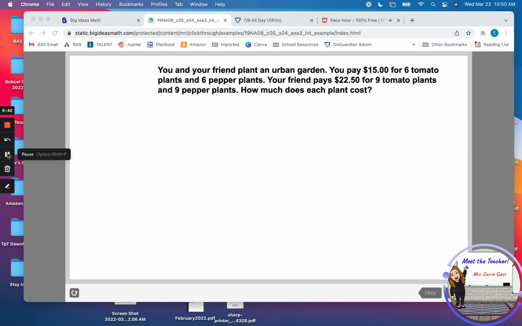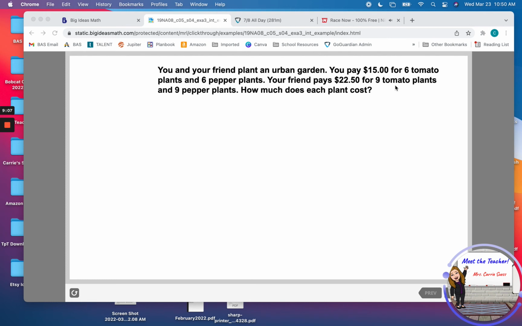Okay. All right, 8th grade, last example, example 3. You and your friend plant an urban garden. Do you guys know what an urban garden is? Community garden. It's like the Marvin Gardens. It's a garden in the city. That's all it means, instead of in the country. Usually you'll see these on top of skyscrapers, sometimes in front yards of apartment complexes, stuff like that.